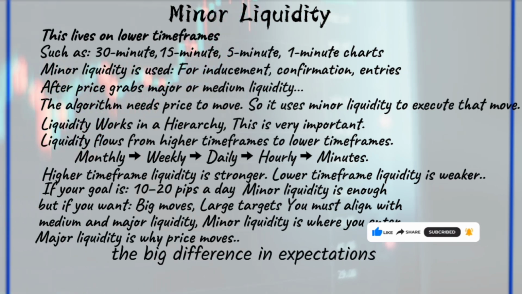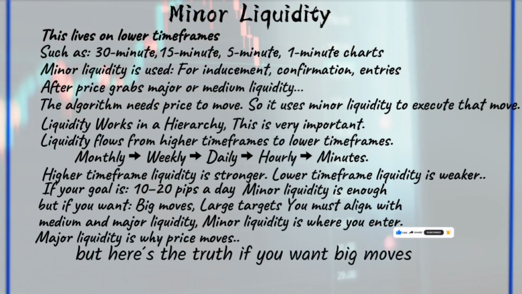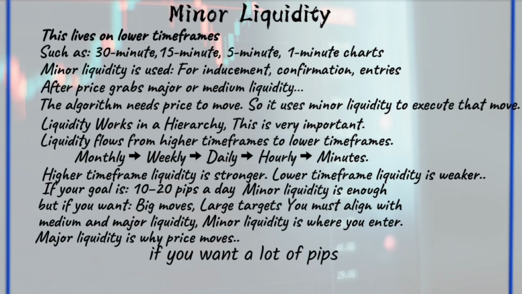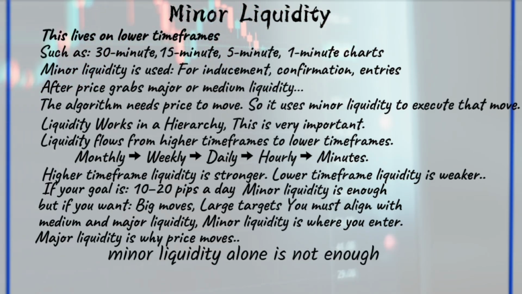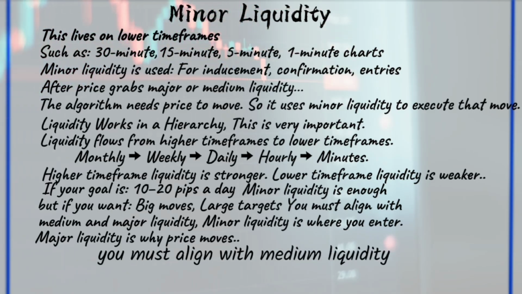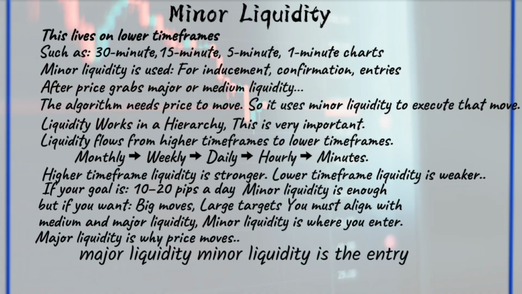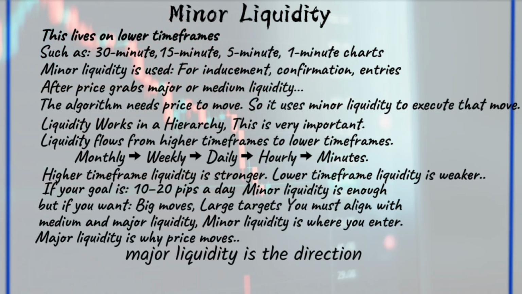The big difference in expectations. But here's the truth. If you want big moves, if you want a lot of pips, minor liquidity alone is not enough. You must align with medium liquidity, major liquidity. Minor liquidity is the entry. Major liquidity is the direction.